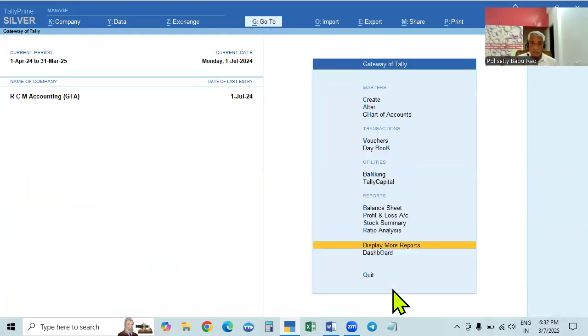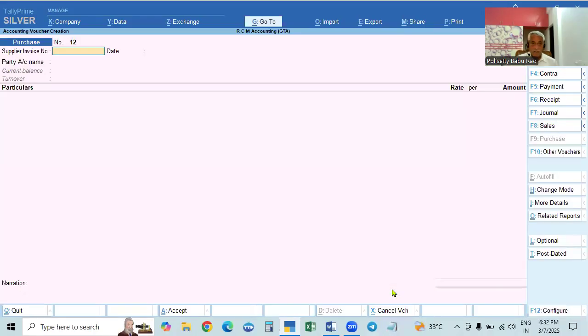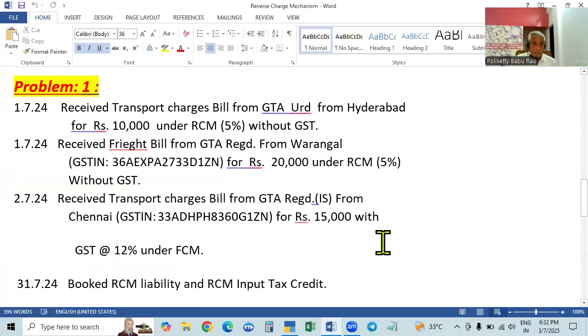And in the third one, there is another invoice. The third one is on 2nd July, received a transport bill also from a GTA registered in the same state. Same state, okay, no problem. But interstate means IGST. Same state means CGST, SGST. So the GTA is registered in the state, from Chennai, which is our state.